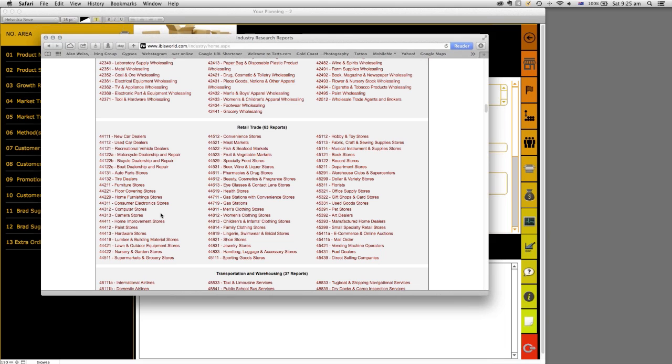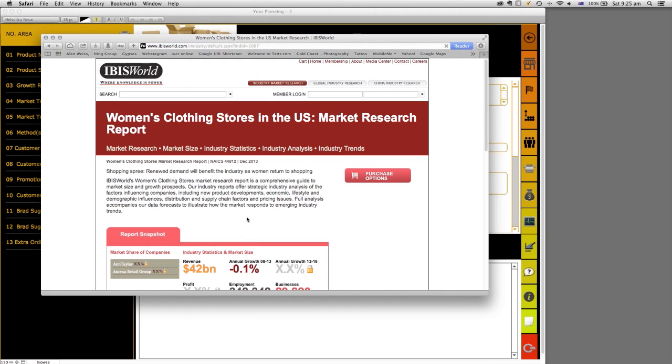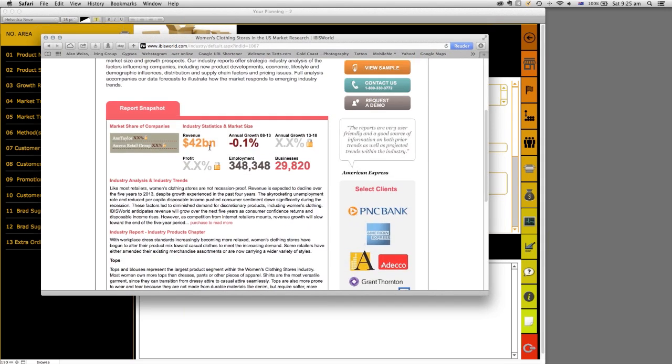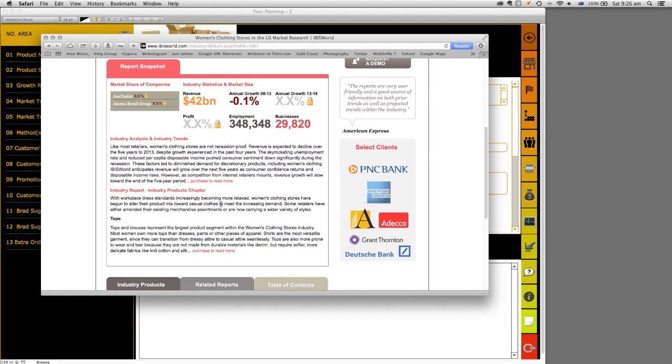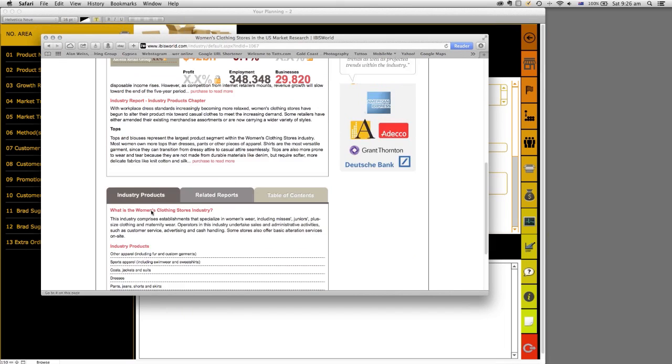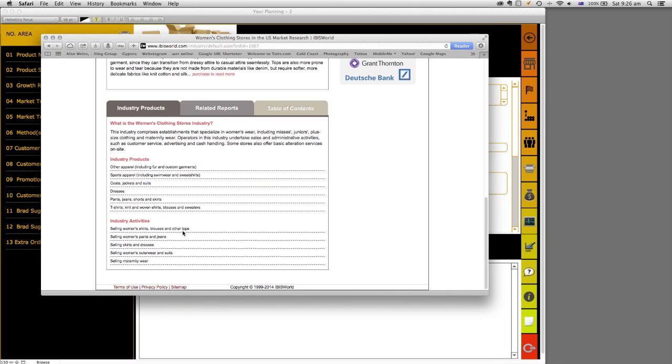Yeah, this is where it helps if we know the NAICS code, doesn't it? So for instance, you've got florist here, gift shop, pet shops, art dealers, bookstores, fabric craft, hobbies, jewelry, shoes, family clothing, women's clothing. So let's go to women's clothing. Select that one. So you'll see here that it's got revenue in $1 billion, the growth rate, number of employment, businesses, analysis and industry trends. It's got the name of the industry, products. It's got a list of the products, a list of the activities.